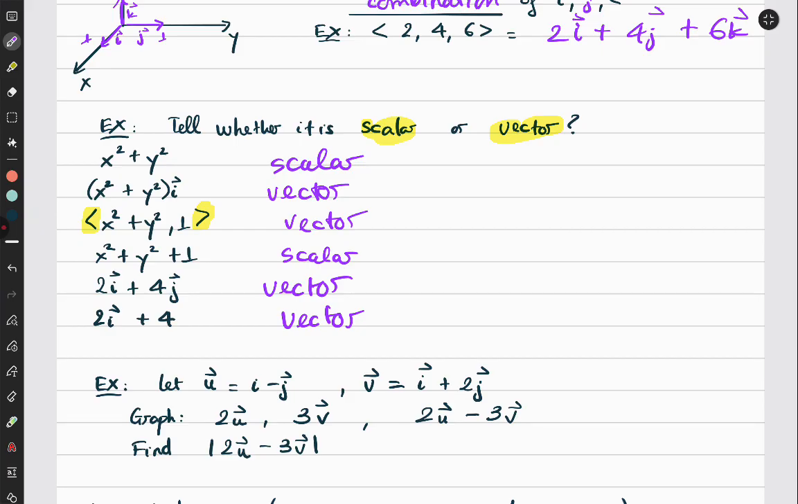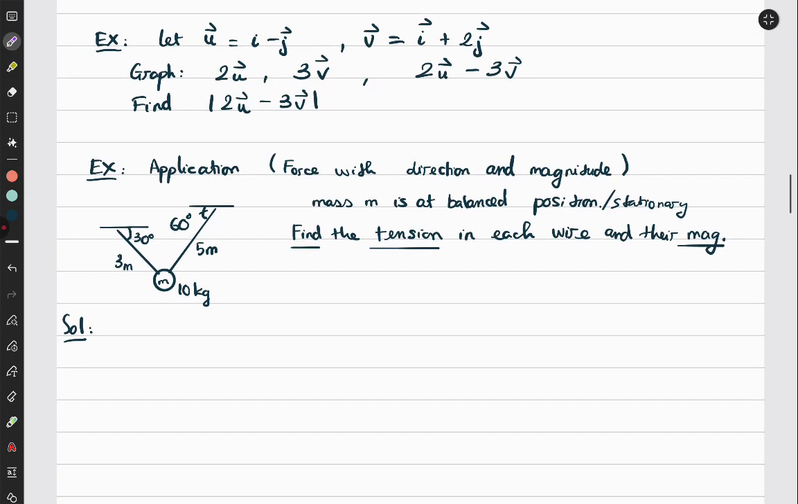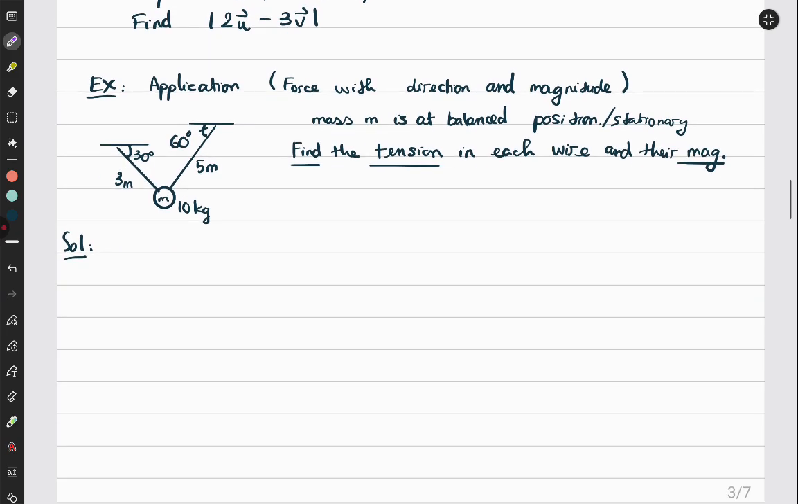And within the multiplication of vectors, there are different kinds of vector multiplication: the dot product and the cross product. We are going to come to that in a little bit. So let's try this example.